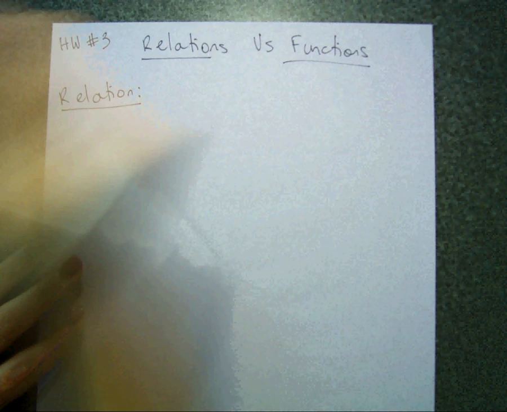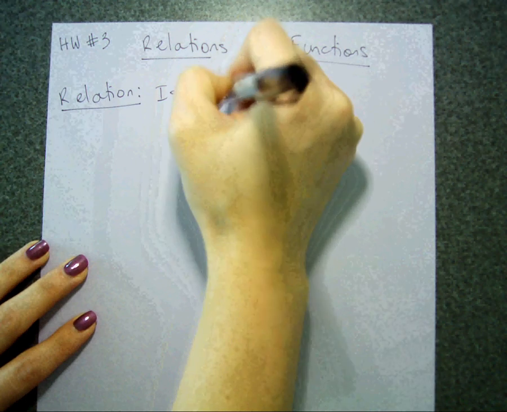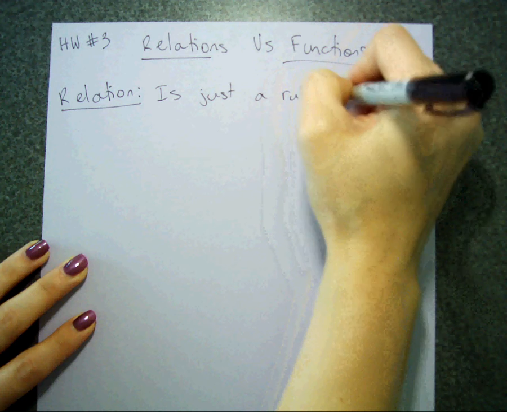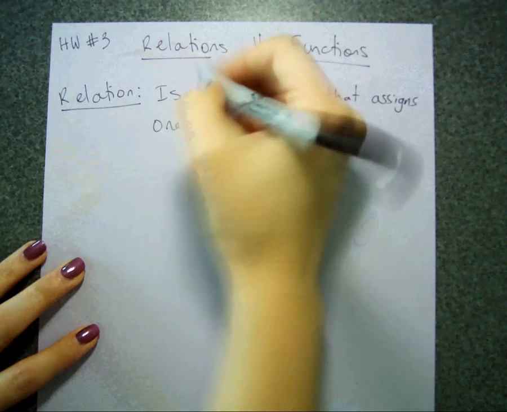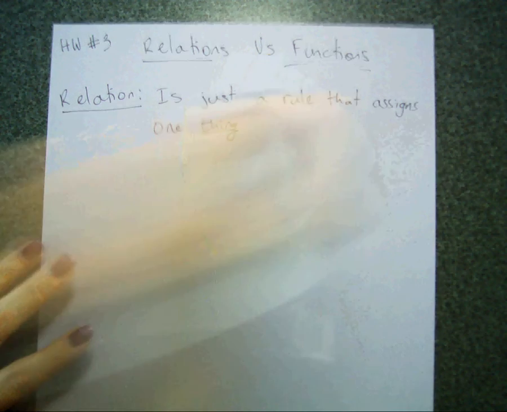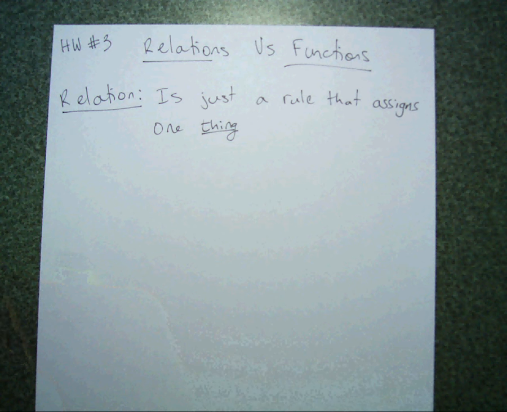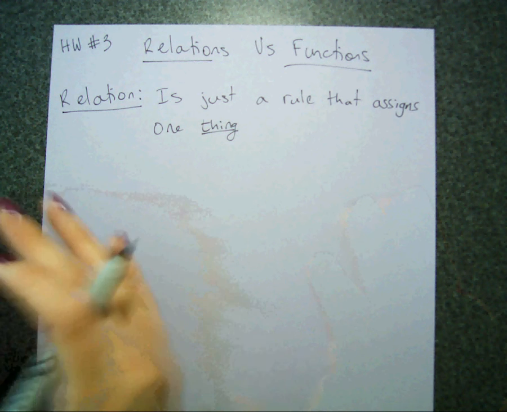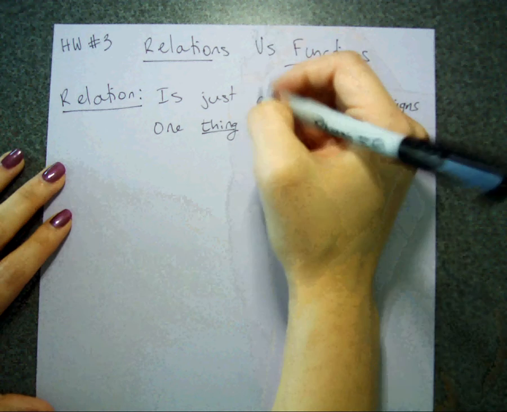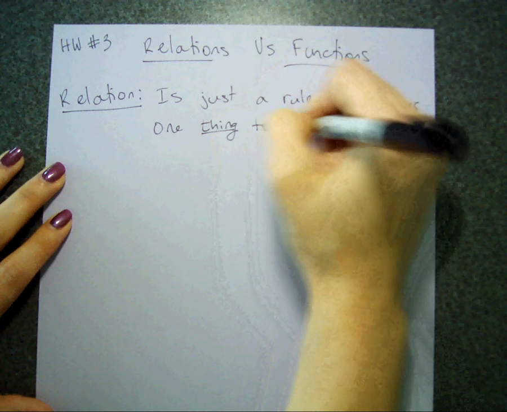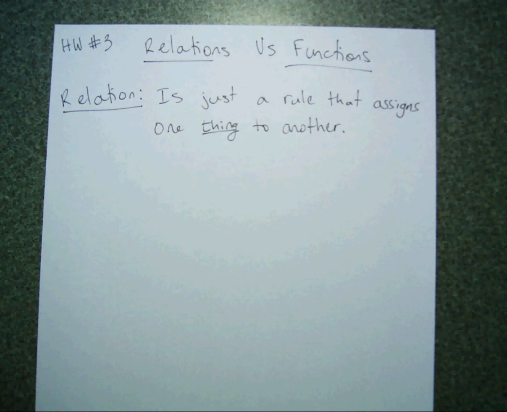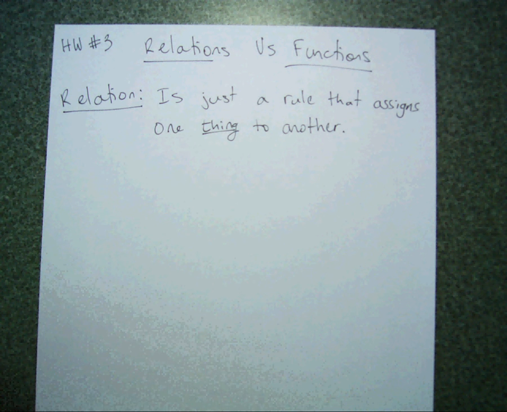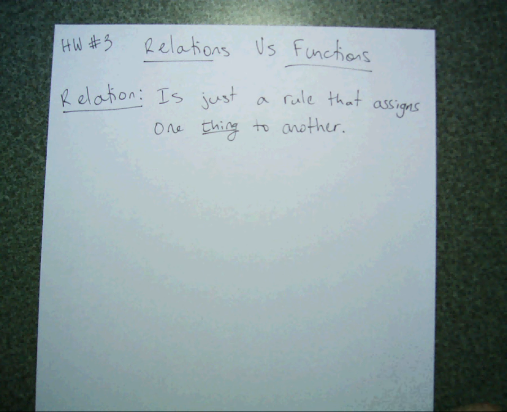A relation is just a little rule that assigns one thing, for lack of a better word, to another. I'm not going to say value or number because it really could be anything. It could be a shape, it could be a word, it could be anything. There's no restrictions on it, no rules, no guidelines it has to follow. I could literally assign anything to anything else and it would make a relation.